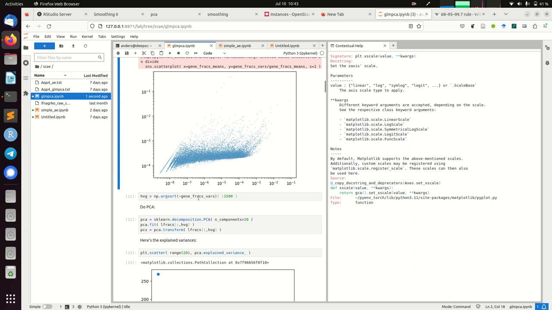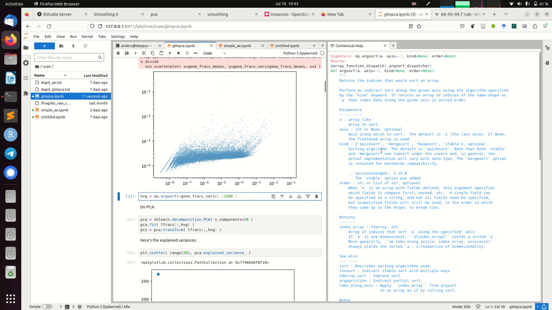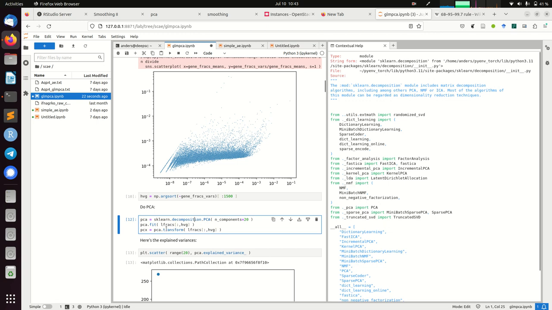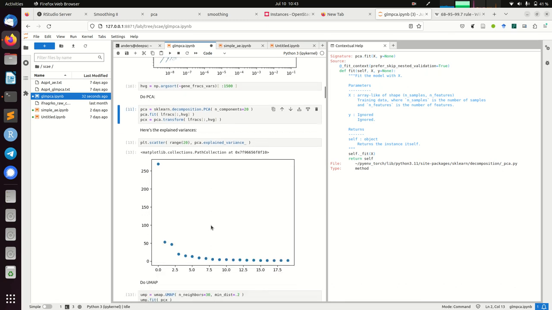And here we go. So the argsort, which is the same as which.max in the other case, gives me them. Now I take from my logarithmized fractions, and remember, these are the fractions with this 10 to the minus 4 added, I take out only those columns corresponding to these highly variable genes and calculate a PCA. And it should give us the same PCA as before.